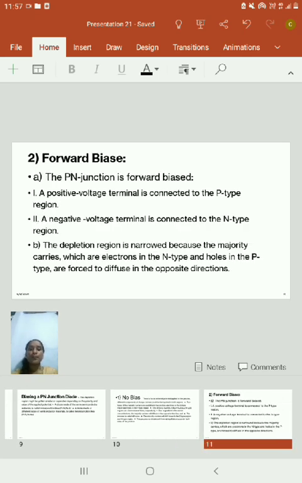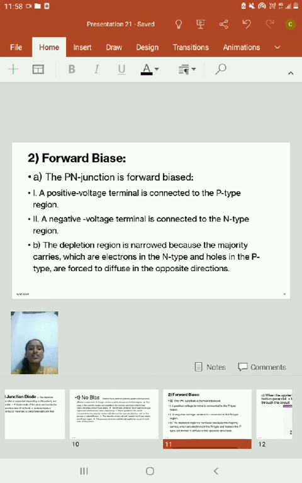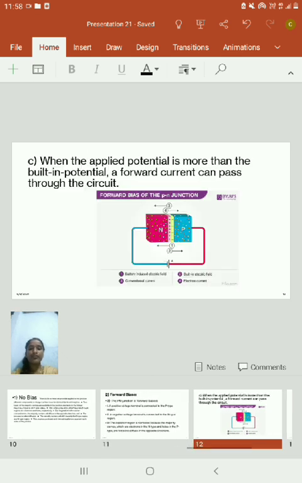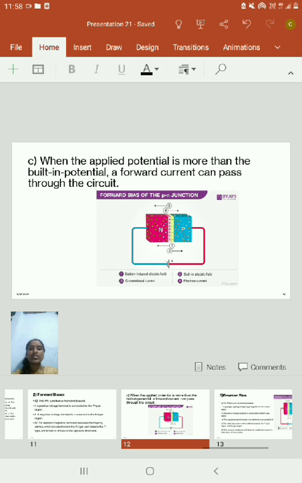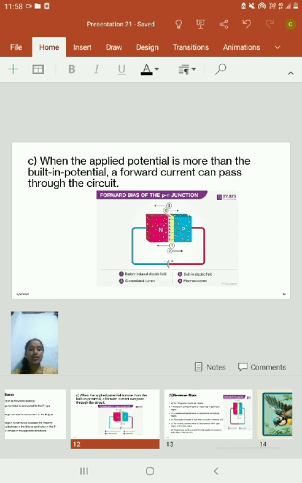Forward bias. A PN junction is forward biased when a positive voltage terminal is connected to the P-type region and a negative voltage terminal is connected to the N-type region. The depletion region is narrowed because the majority carriers, which are electrons in the N-type and holes in the P-type, are forced to diffuse in the opposite direction. When the applied potential is more than the built-in potential, a forward current can pass through the circuit.